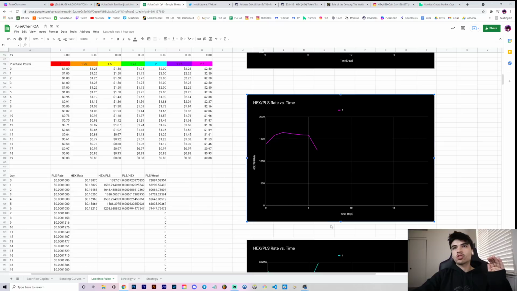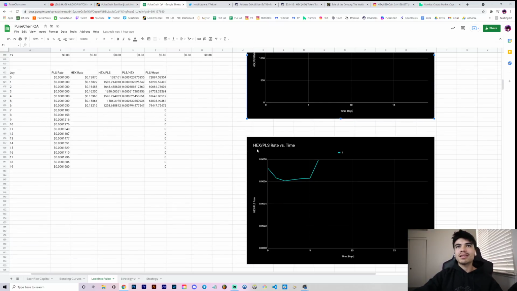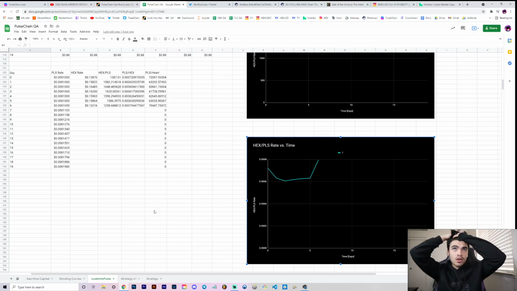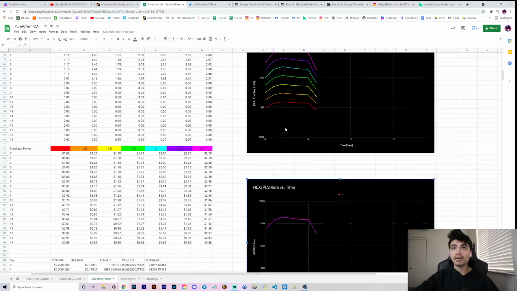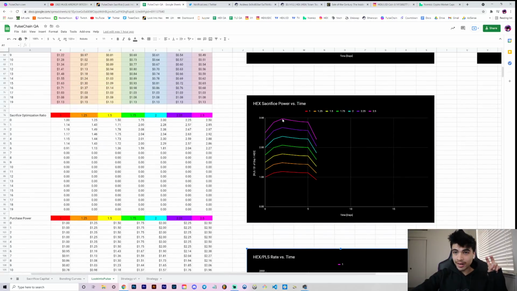That's why you have the inverse one here as well. So this is how many PLS a hex is worth. So it's not confuse you guys. It's like an ETH BTC ratio, right? Where the ETH BTC ratio tells you what the price of ETH is relative to Bitcoin, right? So this tells you what the price of hex is relative to PLS. So you saw that we had a spike, and it corresponds to your sacrificing power, right?